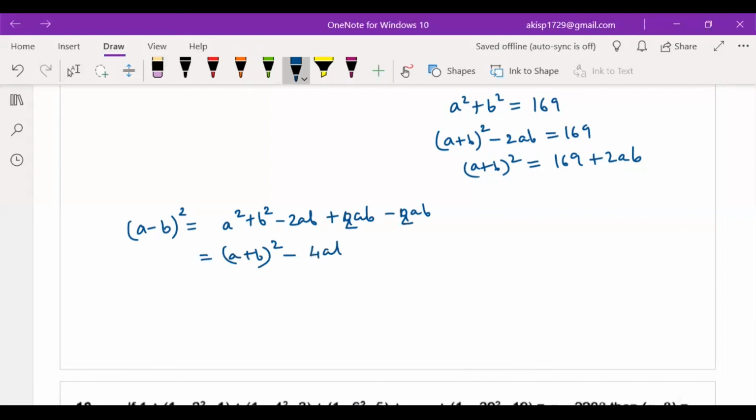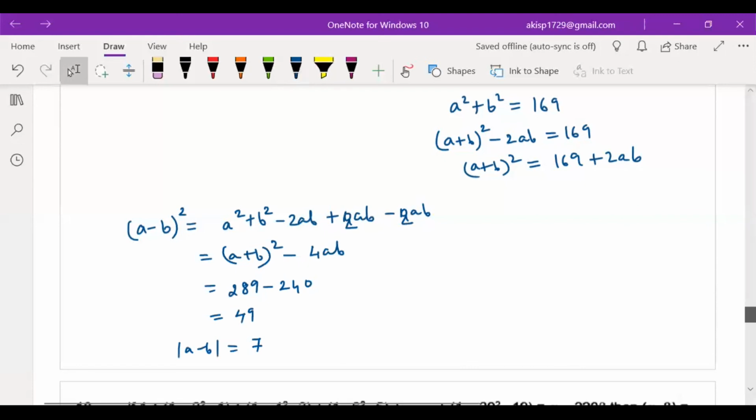Okay, but I already know this value. So this is just 289 minus 240. That comes out as 49. Therefore, I get mod of a minus b as 7. Okay, moving on to the next question.